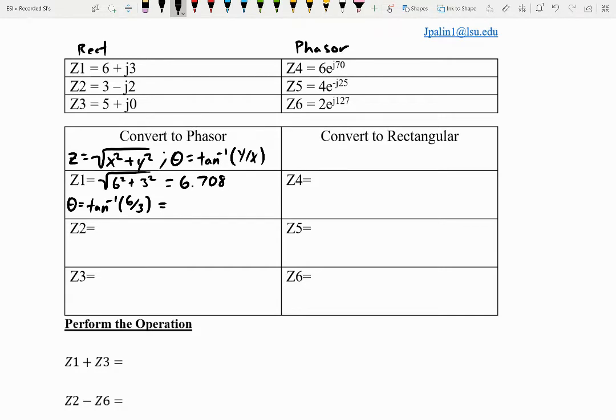Sorry, it should be 3 over 6. 3 divided by 6. Okay, and that'll give us 26.56 degrees. So then just writing that on the side here, z1 is equal to 6.708 at 26.56 degrees.